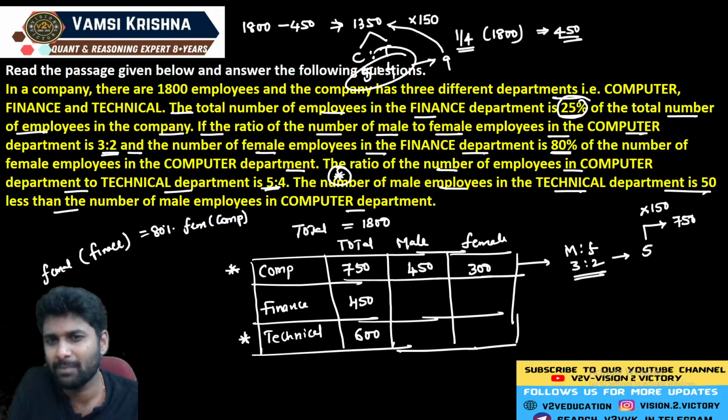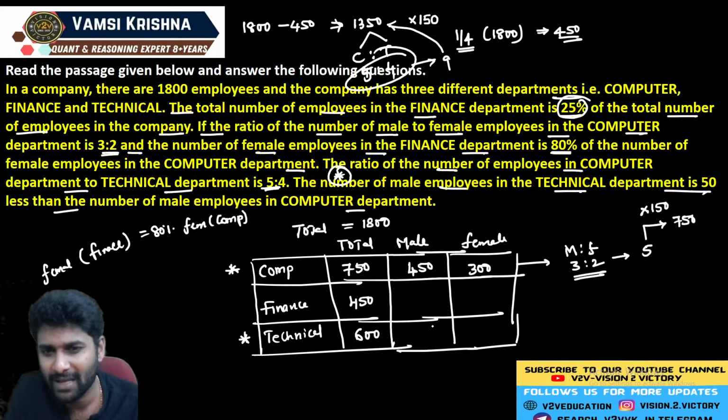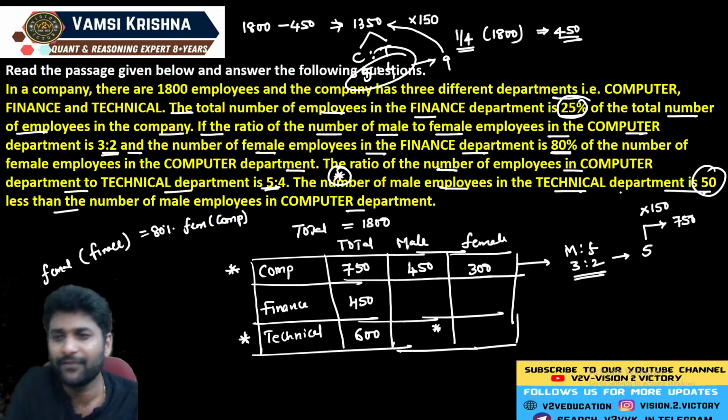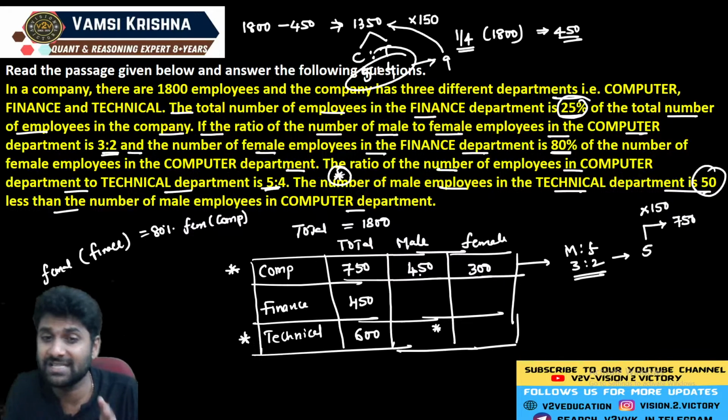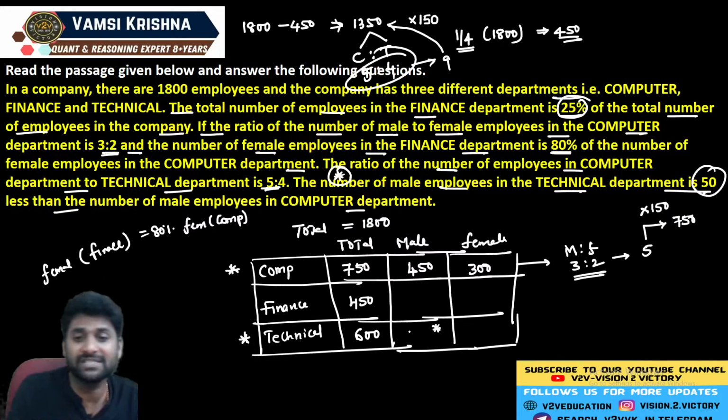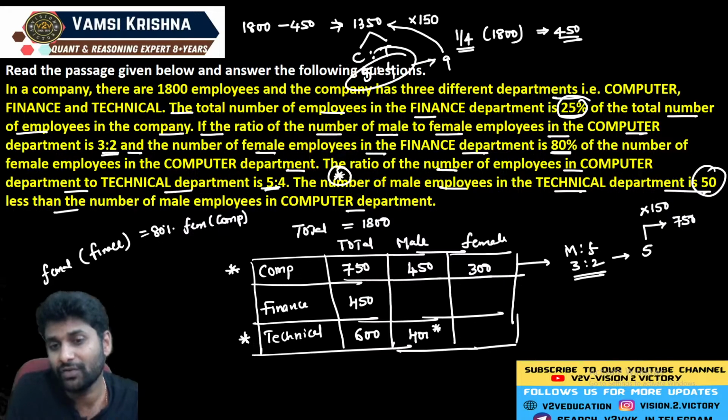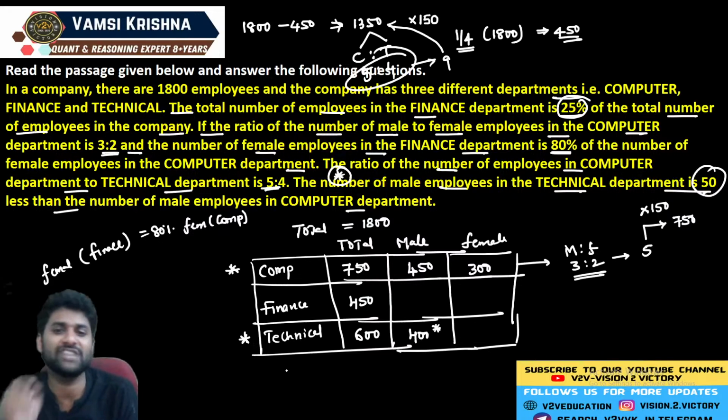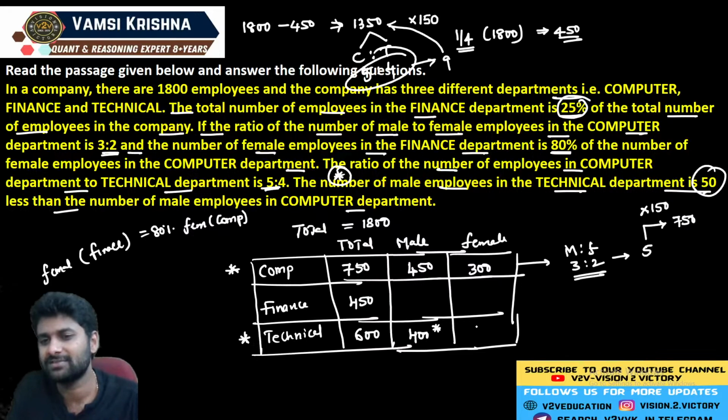Now we have the last data. Number of male employees in technical is 50 less than the number of males in computer. How many males in computer? It's 450, so 50 less means you will get 400 males from technical. What about females? The sum of the two values is 600, right? So definitely female is 200. You will get this data.